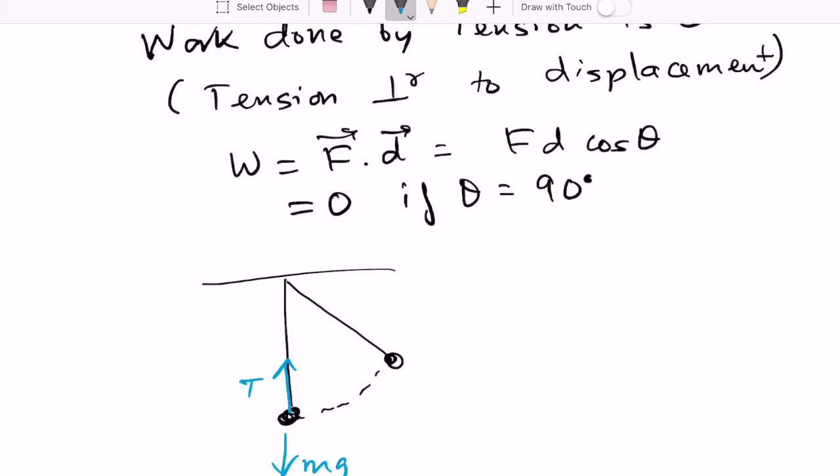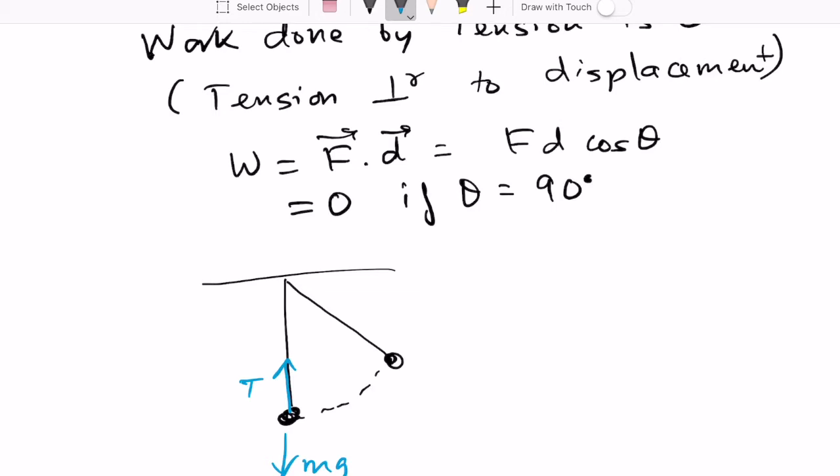So we don't really know how to calculate the work done by gravity because the object is really not moving in a straight line, right? The force of gravity is constant though, but the object is not moving in a straight line. So what can we do here? Well, one thing we can remember is that gravity is a conservative force. So if gravity is a conservative force, then the work done by gravity does not depend on the path taken by the object.